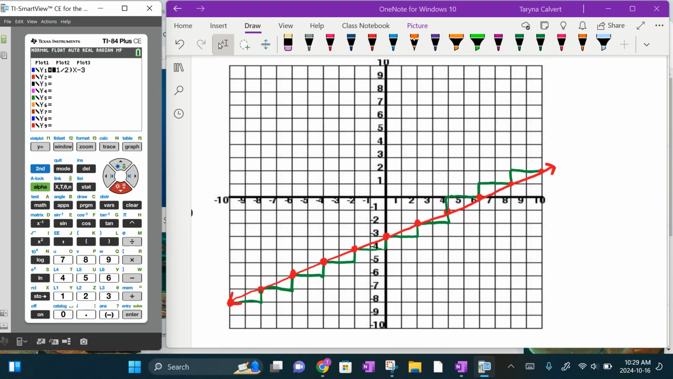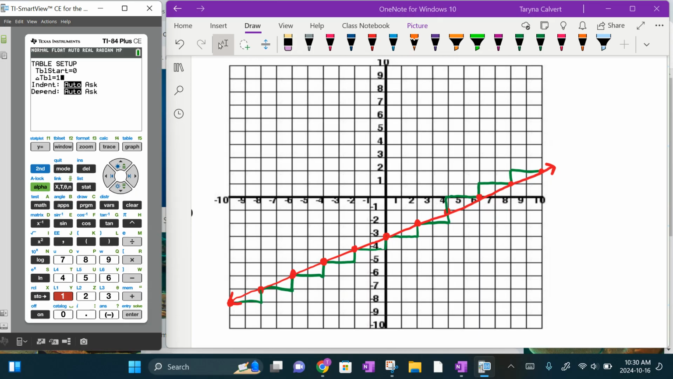So if you go second window where it says table set right there, this is where you can tell your calculator to do whatever you want in your table of values. So right now, my table is starting at -60 and going up by 30s. Does that make sense for this equation? No. So then I would say, no, I don't want to start at -60. Let's start at, say, 0. And then I want to go up by ones.